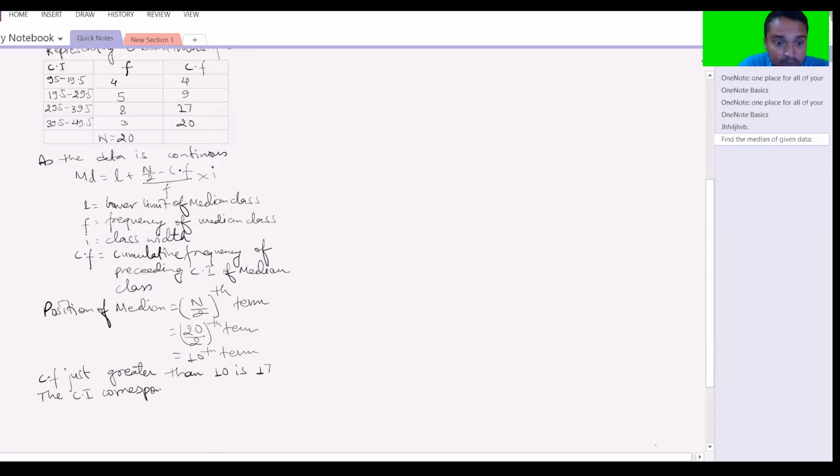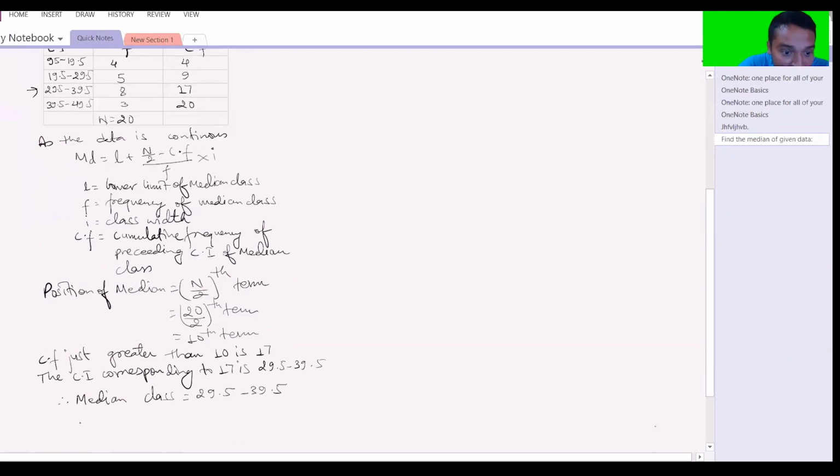The class interval corresponding to 17 is 29.5 to 39.5. Therefore, the median class is equal to 29.5 to 39.5. Now this median class will help us to know the value of L.